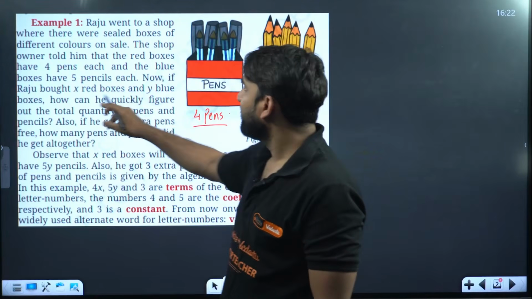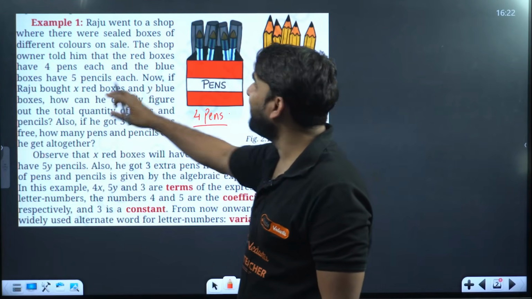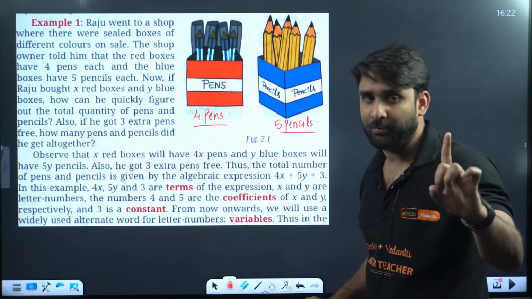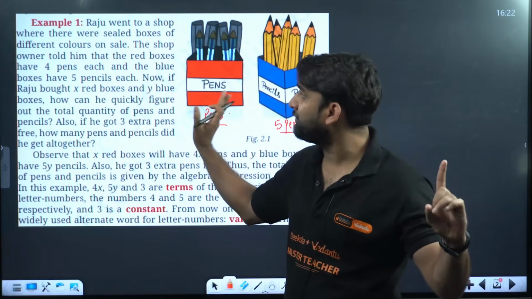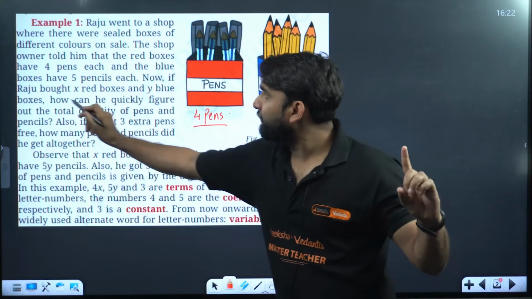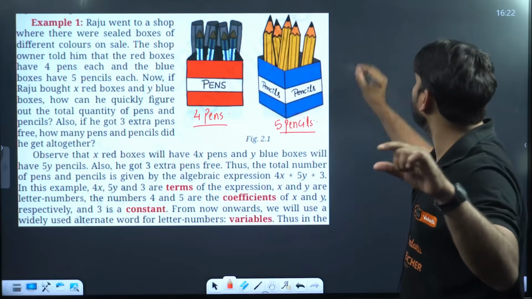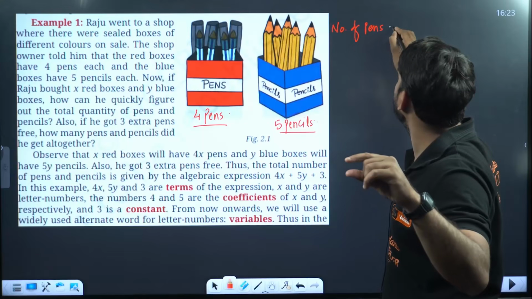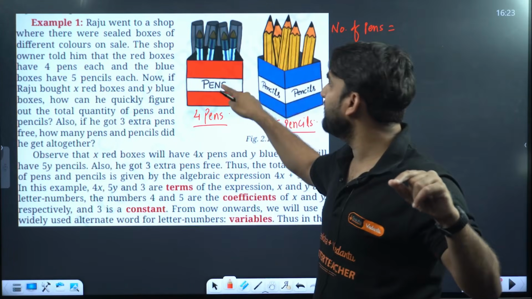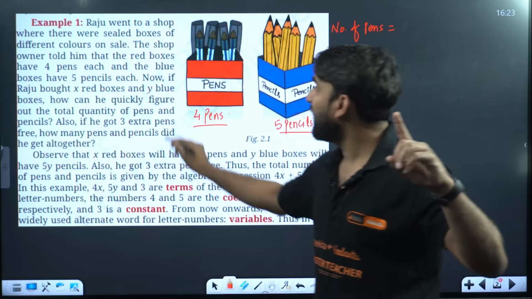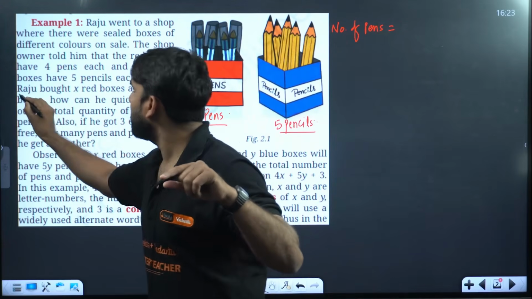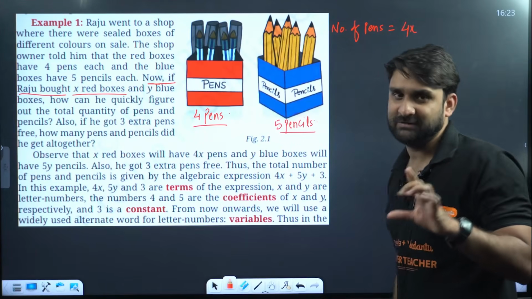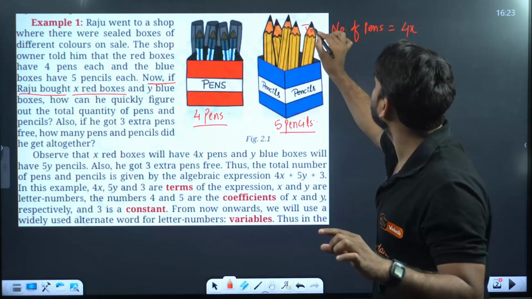Now if Raju bought X red boxes, listen champions, in one box how many pens are there? 4 pens. And how many red boxes has Raju bought? If Raju bought X red boxes, how much will be the total number of pens? In one box there are 4 pens, and he bought X red boxes. So 4 into X, 4X, will be the total number of pens. Let me write here: total number.